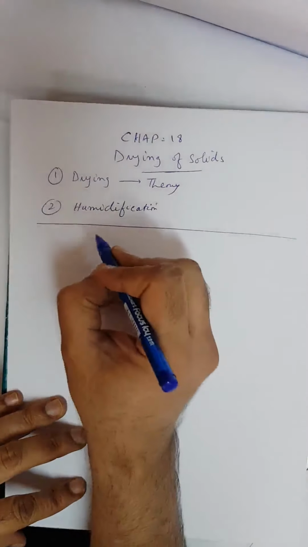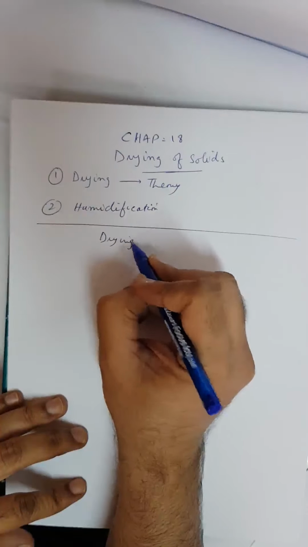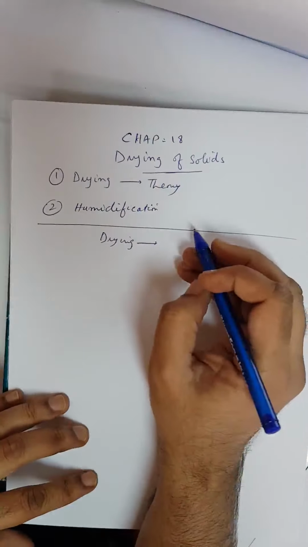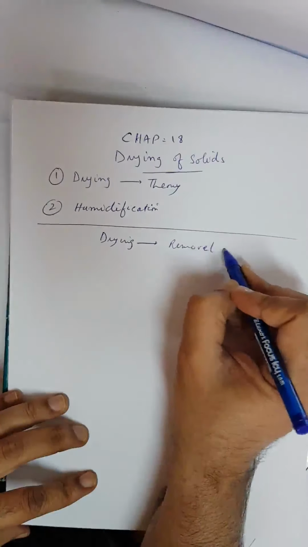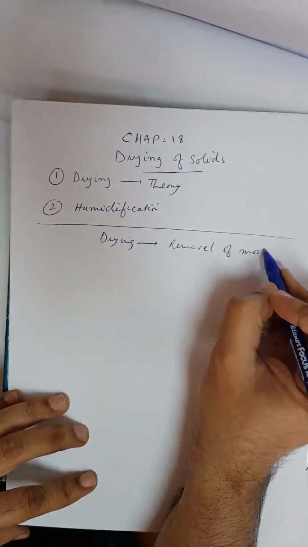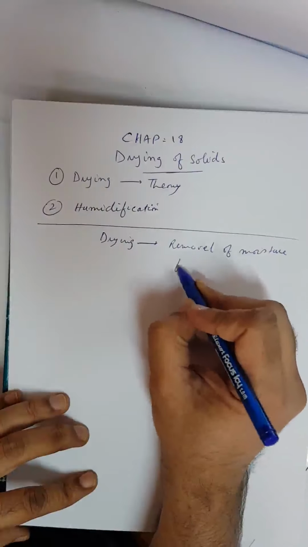So you are familiar with the concept of drying. Drying means we need to remove the moisture content. So let's talk first about drying: the removal of moisture or liquid from solid material.